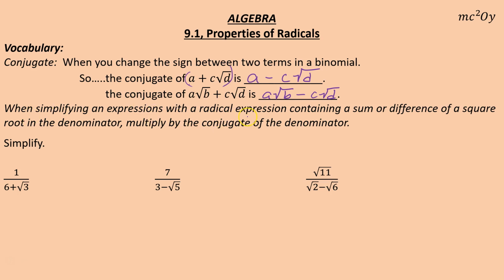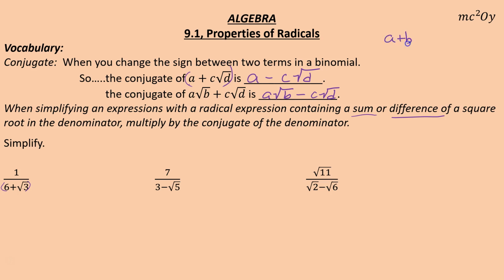When simplifying expressions with a radical expression containing a sum or a difference of a square root in the denominator, so in other words, I don't just have a root, I have a whole piece here. I have a 6 plus root 3, and those things are together, so you can't break them apart. You need to multiply by the conjugate. And the whole premise behind this is using the difference of two squares.